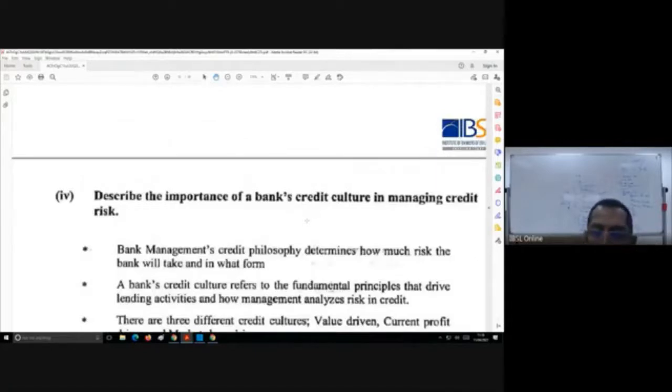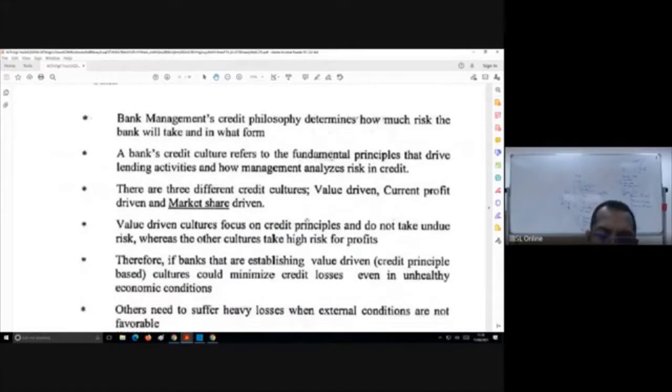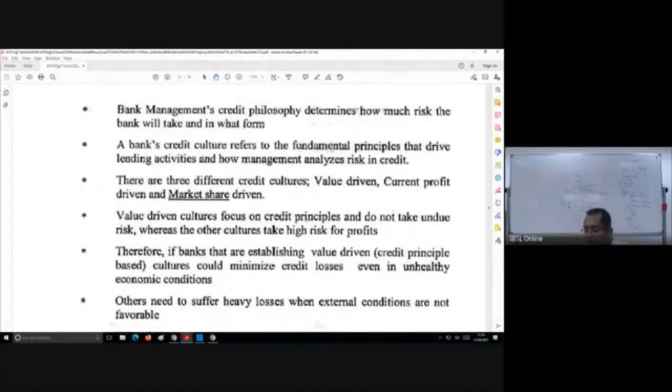Describe the importance of banks' credit culture in managing credit risk. Credit culture is how management looks at credit. We have 3 types of credit culture: value driven, profit driven, and market share driven. These are the 3 cultures. Value driven, we look at the quality of the portfolio. Short-term profit driven, current profit driven, profitability is the key. Market share, good and bad, everyone needs to be in my books.